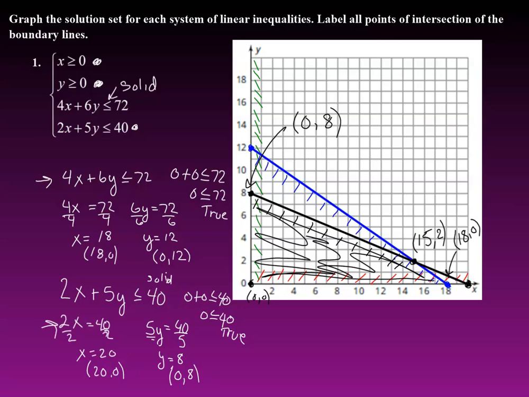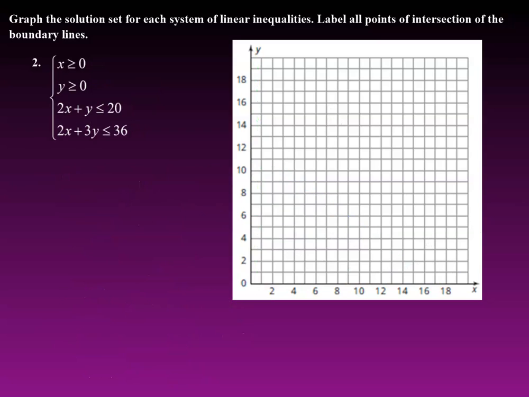So the dreaded moment is here, where I'm going to tell you it's your turn. And you're going to try the next one yourself. Again, remember, you're really only graphing 2 of the 4 lines because 2 of the lines are already there. Okay, so go ahead right now and try number 2 on your own.